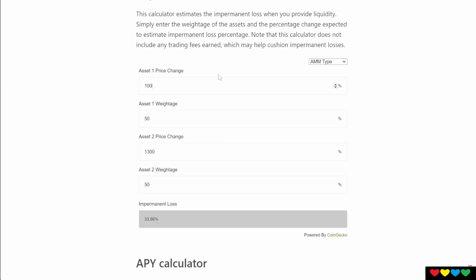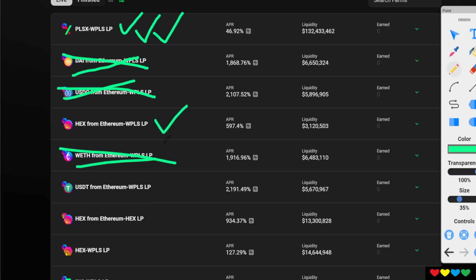Okay, so Ethereum goes from like 1800 to 3600, your impermanent loss is 33%. Disgusting. You shouldn't have any Ethereum, by the way. You shouldn't have any Ethereum, just to let you know. So you shouldn't even be in this pool. You see, this is Ethereum. You should not be in this pool.